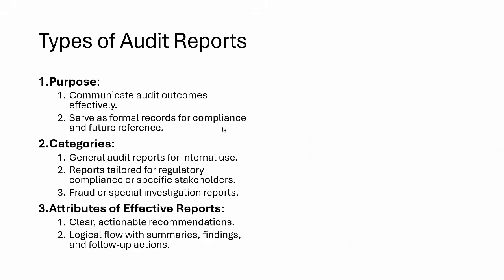Now, as I said, there are types of audit reports. One talks about the audit outcome, and it serves as a formal record for compliance. We have 3 types of audit reports. One is called a general audit report, very high level, for internal use. Second is a report that can be tailored as per the regulatory compliance or a specific stakeholder. And sometimes we initiate some temporary audits like fraud investigations. For that, we have one special category of audit report.